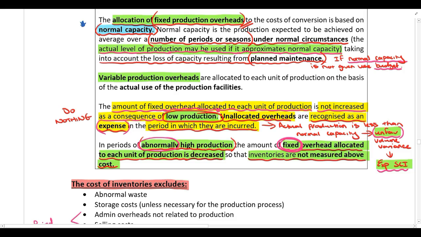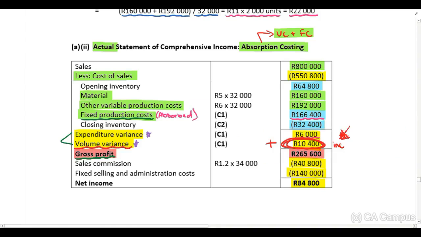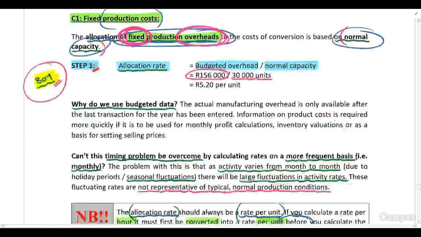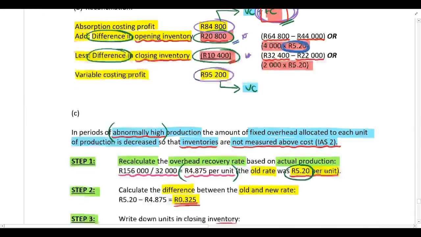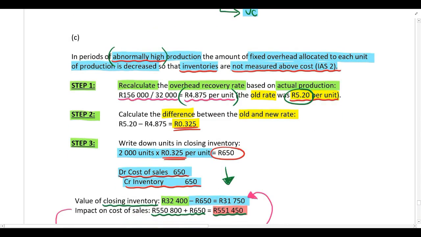So where we had abnormally high production, we went and we recalculated our fixed overhead allocation rate and we wrote down the inventory. If you have low production, you do not go and recalculate your allocation rate or anything like that. You don't do anything. So if there's abnormally high production, we saw in part C of the required, we write inventory down to make sure that it's not measured above cost. We only do that if production is abnormally high.